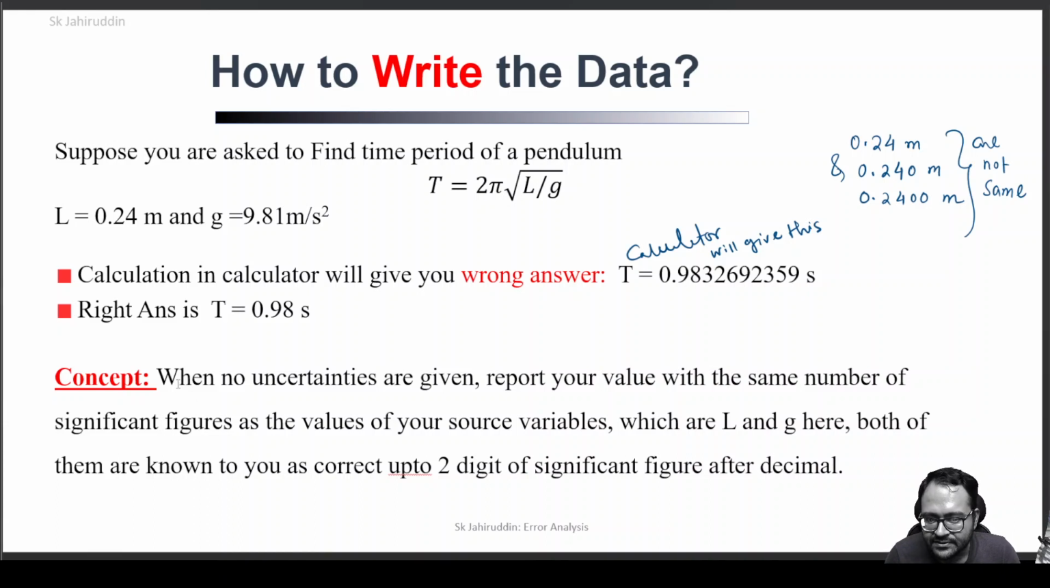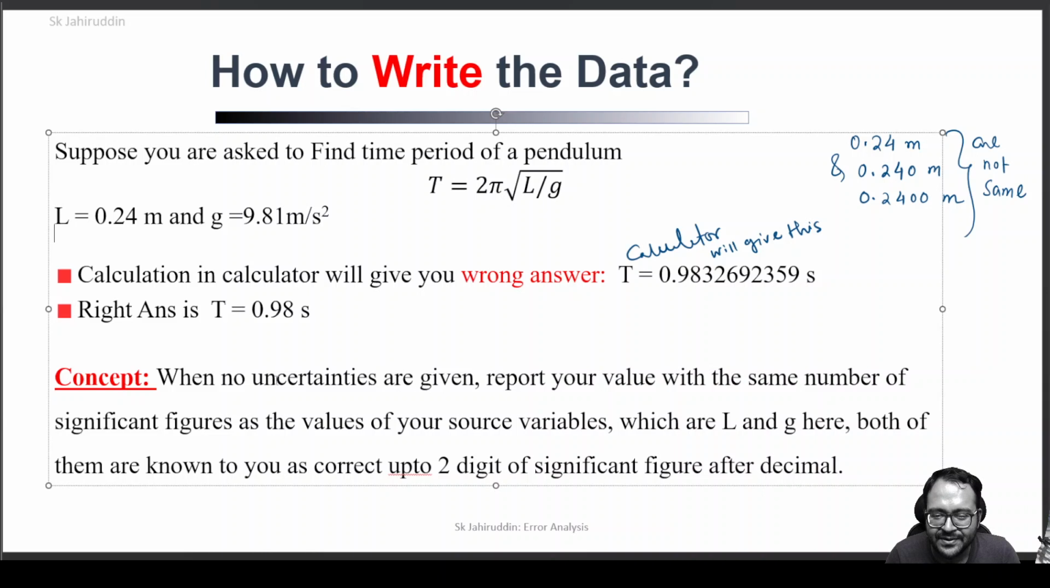So the concept here is, when no uncertainties are given, report your value with the same number of significant figures as the values of your source variables. That means here we have two significant digits, 0.24, and g is 9.81. So we don't have much confidence beyond these 2 digits. That means we are measuring length with confidence up to the centimeter level. 100 centimeter is 1 meter, so up to centimeter level, not millimeter level.